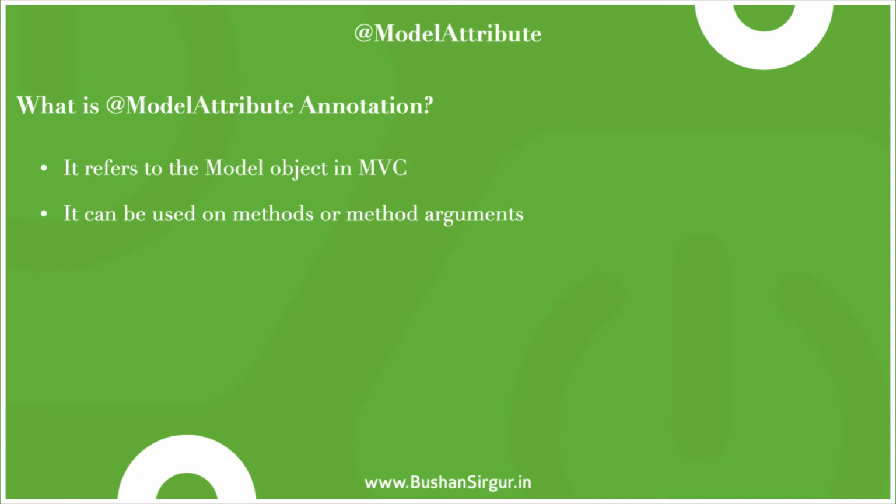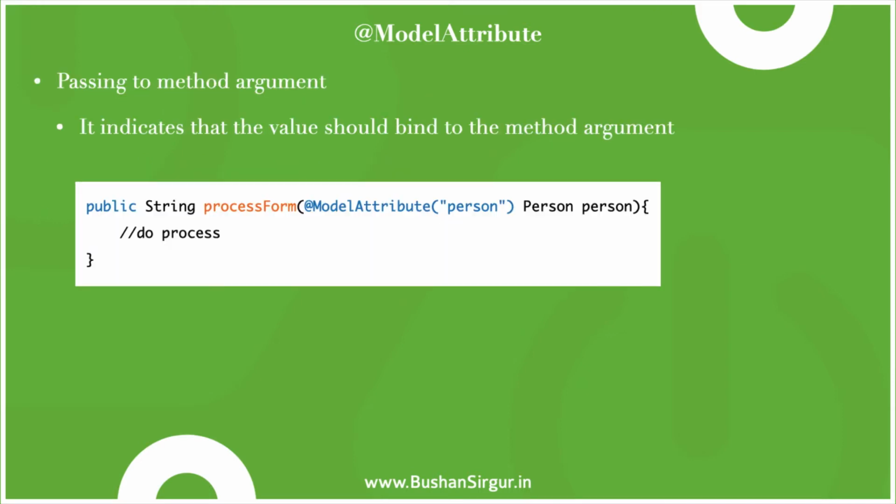In this video, we're going to discuss the @ModelAttribute annotation with an example. So let's begin. What is the @ModelAttribute annotation? First of all, it refers to the model object in MVC. As the name suggests, it refers to the model object, and it can be used on methods. Also, we can pass this to method arguments. So let's discuss these two scenarios in detail.